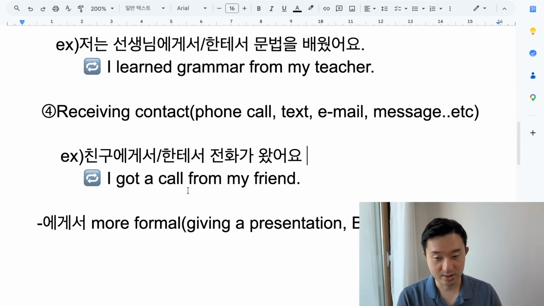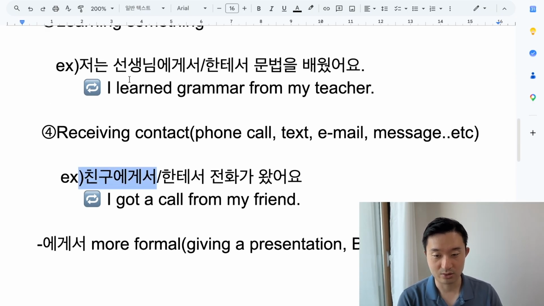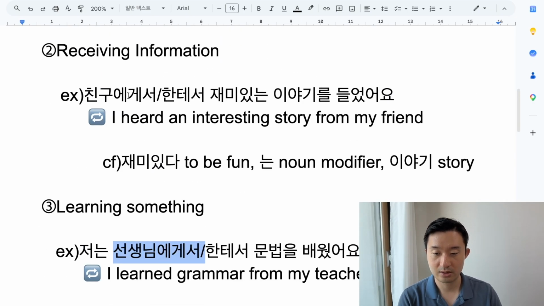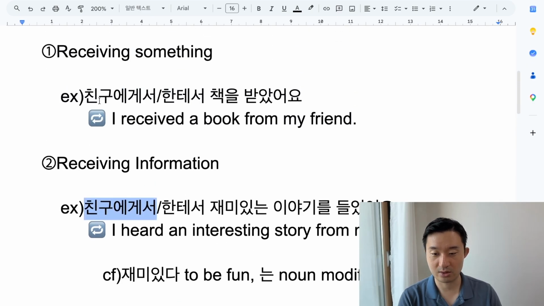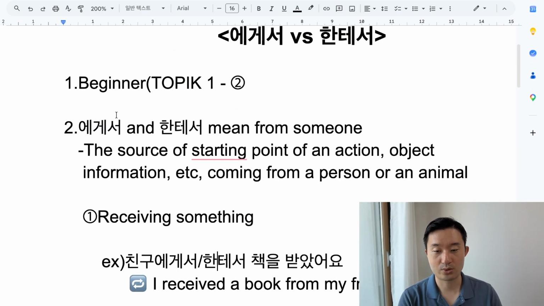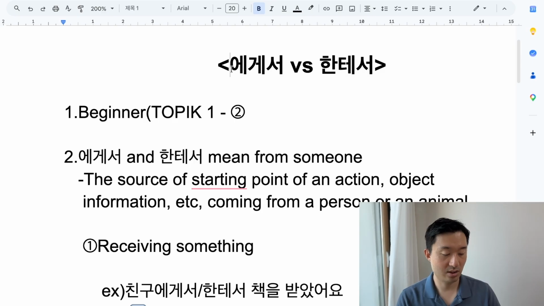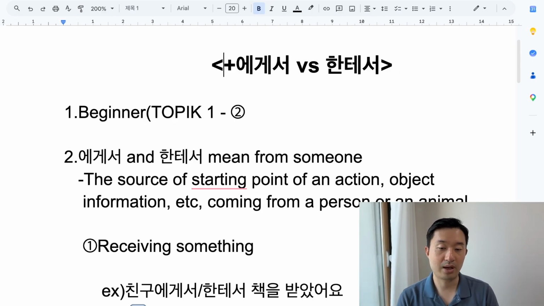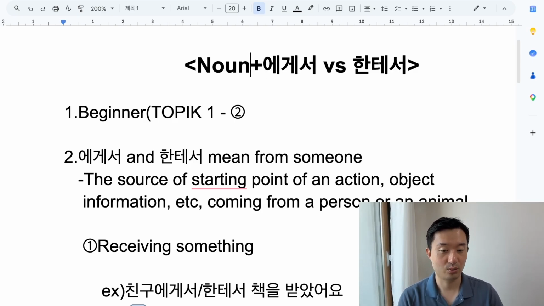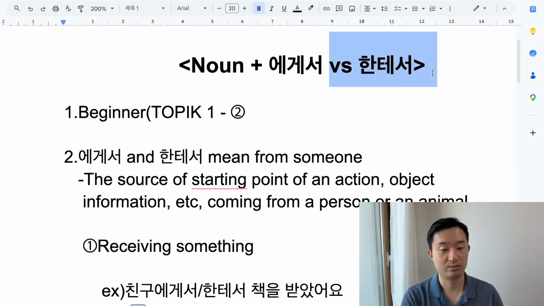So as you can see, 친구에게서, 선생님에게서, 에게서 and 한테서 are both combined after a noun. We use 에게서 or 한테서 because it's from someone. So it should be noun plus 에게서 or 한테서.